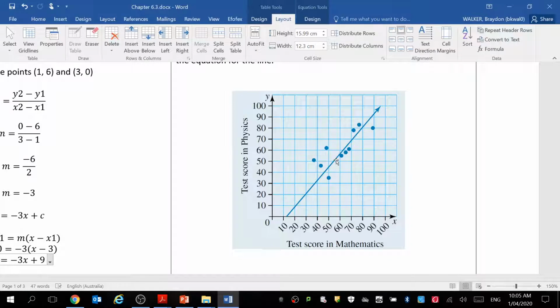Now, I don't believe this is a regression line. They've stated in the worked example that this was drawn by hand. Next year, one of your biggest assignments will be doing regression lines, so it's important that you understand what I'm about to talk about. Now, what they've done is they've effectively split it down the middle.